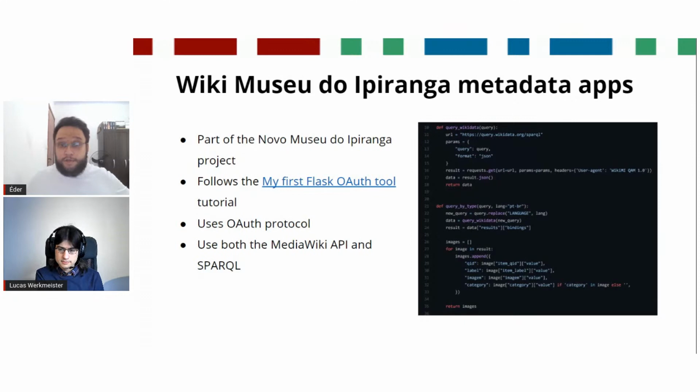In the context of this Wikidata Lab, this organization of the Wikidata Lab with the Museu Paulista, I wanted to present also some tools that were built in this partnership. These applications are called Wiki Museu do Ipiranga Metadata apps, and are part of the Novo Museu do Ipiranga project. It's a partnership we started last year, building two applications, and then we extended this project to build four tools this year. We have already built two. We are finishing the second tool of this year.